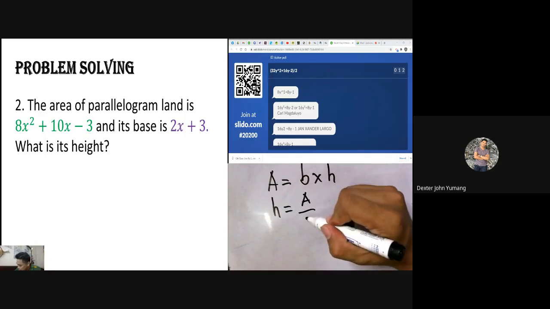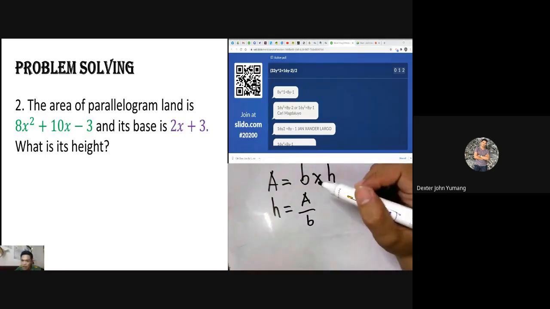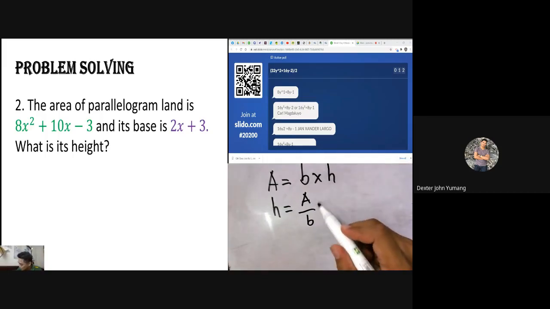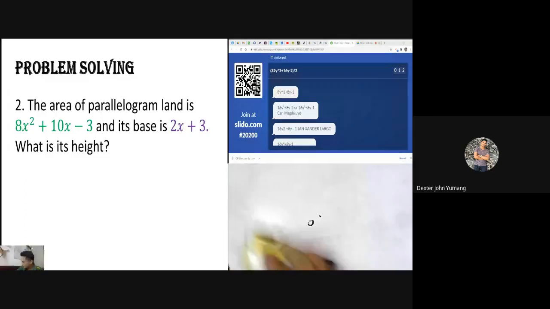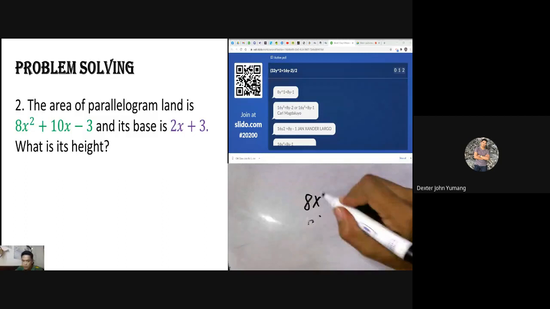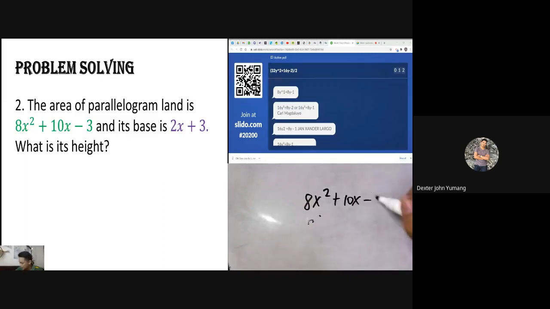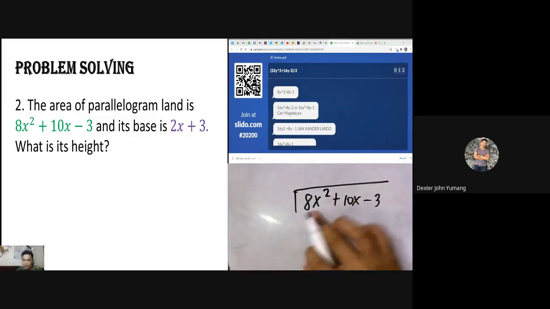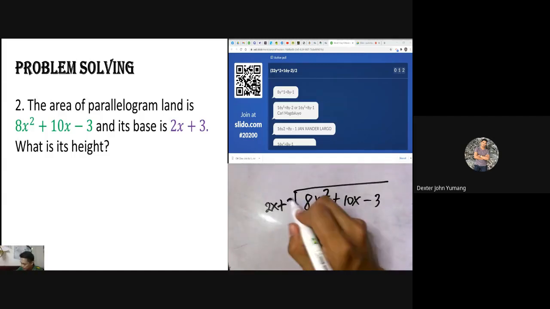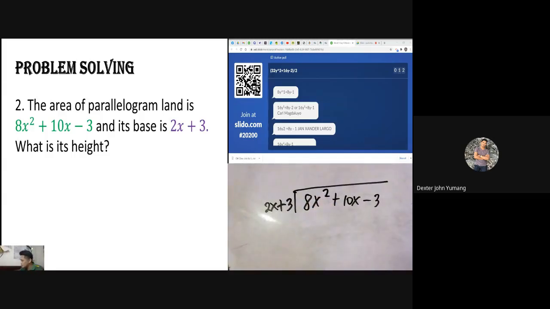So, ang formula ngayon, kapag magkuha ka ng height sa isang area ng parallelogram is like this. Height is equal to area over base. So, meron tayong base. Ang base natin is 2x plus 3. And our area is 8x squared plus 10x minus 3. So, in other words, we are going to divide that one because A over B means divide. Nakuha? So, divide natin. So, we have 8x squared plus 10x minus 3 and divide this one into 2x plus 3. Okay, we are going to solve this one together because this is a bit difficult compared to the first example. So, unahin natin, isulat si 8x squared.